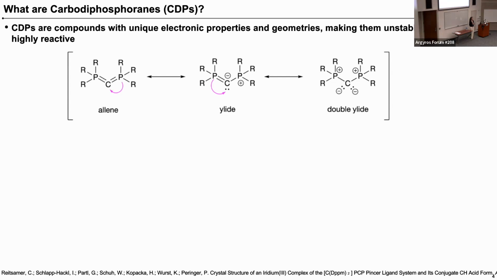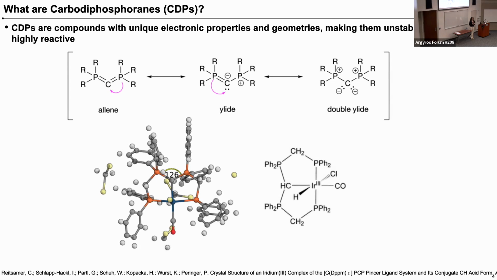Previously, they have been used as strongly donating ligands in organometallic complexes. They have strong sigma donor properties and high electron density, making them valuable for this. This is a crystal structure from some work done by Rhett Samer and their team, which has a carbodiphosphorane complex with an iridium. Based on what I've said about Lewis-base catalysts, this would suggest that they would be good Lewis-base catalysts since they are good at electron donation in organometallic complexes. That's the motivation for using them in Lewis-base catalysis.